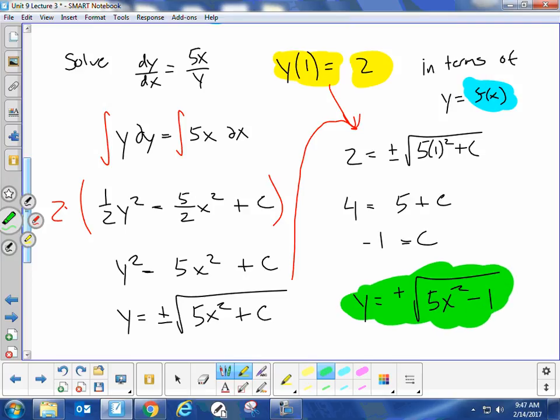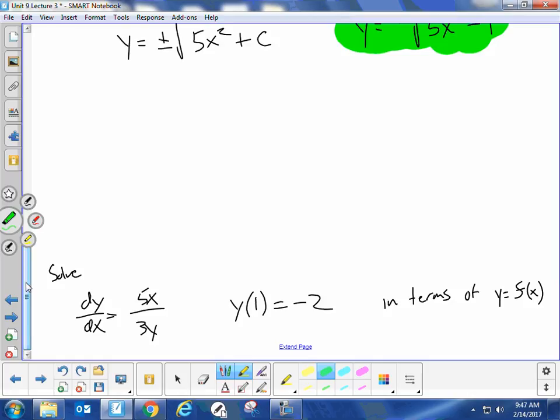Mr. Lenz: So if they were to say something like y equals -2, would you give them a negative square root? Exactly. If we were told that y of 1 is equal to -2, then we just need a negative, because it'd be 5 times 1 squared minus 1, which would be root of 4, which is 2, but we need the negative side. Okay?